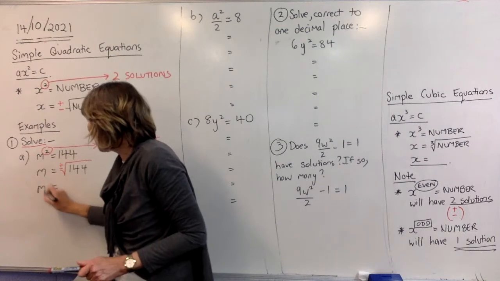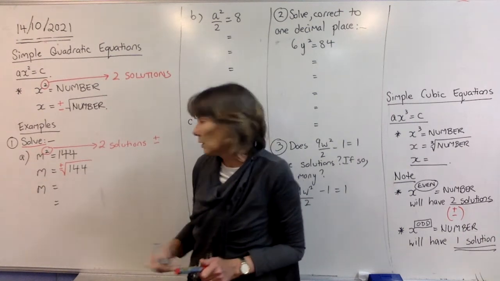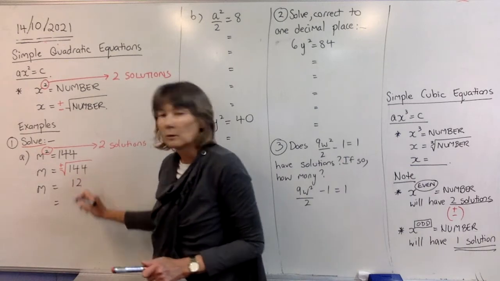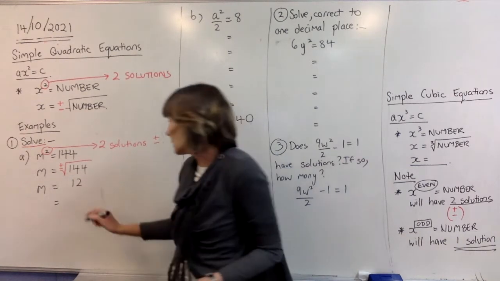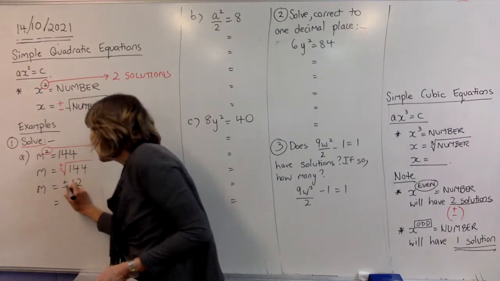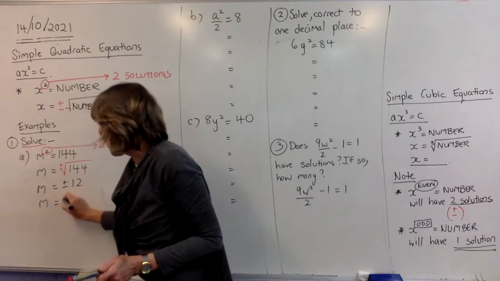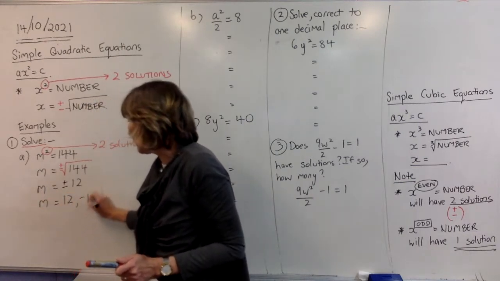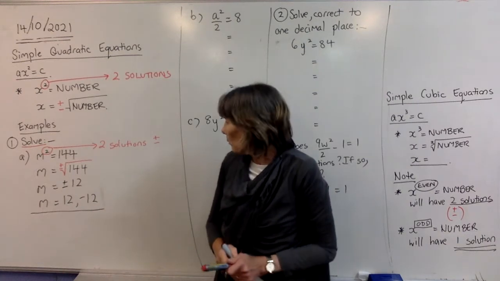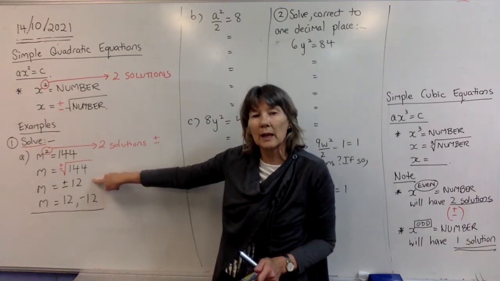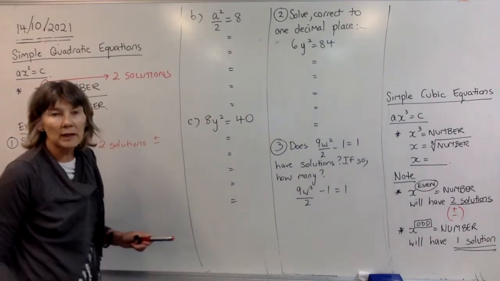So you go m equals, get your calculator and do square root of 144, and you will get 12. It can only give you one answer, the calculator. Your two answers will be positive and negative 12. So if we want to separate those answers, we've got a positive 12 and a negative 12. There's your two answers. They will mark it correct if you leave it there, but I'm going the extra step here. Alright, so let's look at the next one.